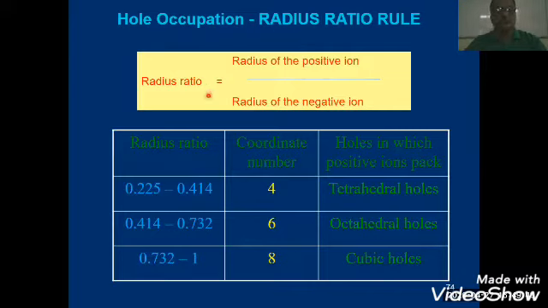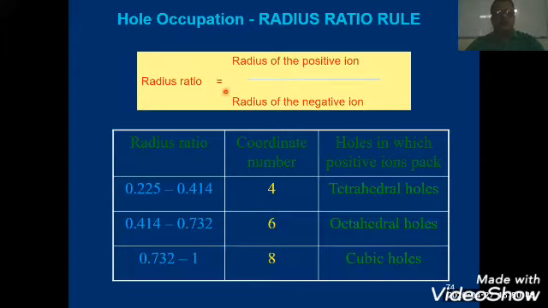Now, this radius ratio will determine what type of ionic crystal will be formed and what will be the coordination number, whether the trigonal void will be occupied or the tetrahedral void or the octahedral void. It will be determined by the radius ratio. Radius ratio is the ratio between the radius of the cation and the radius of the anion. So if the radius ratio is low, the value may be from 0.225 to 0.414. That is, the radius of the cation to the radius of the anion lies in this range, 0.225 to 0.414. Then the coordination number will be 4. That means the cation will occupy the tetrahedral hole.